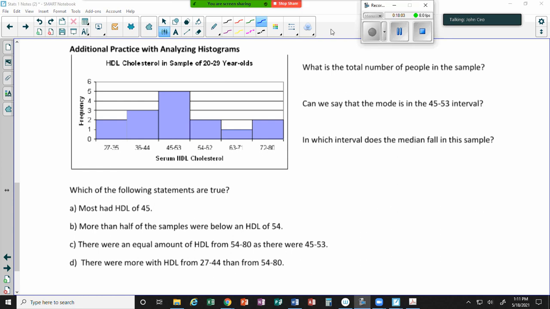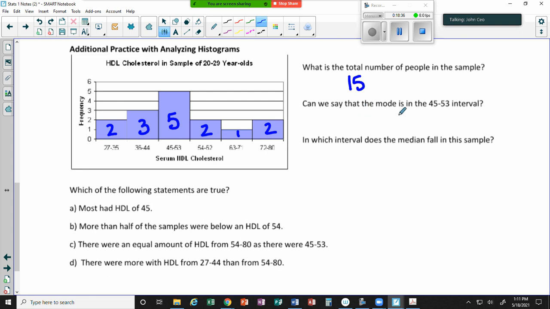All right, what's the total number of people in the sample, and how did we come up with it? 15. What did you count? Okay, so each frequency for each interval. The interval from 27 to 35 has 2, right? 35 to 44 has 3. 45 to 53 has 5. Then 2, then 1, then 2. And you add those all up, right?